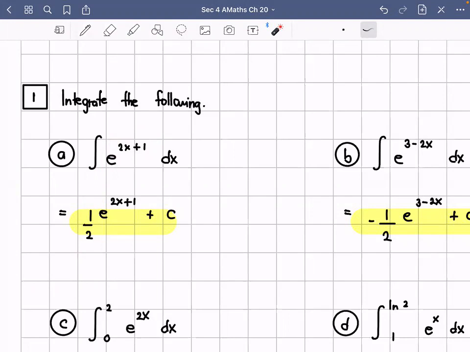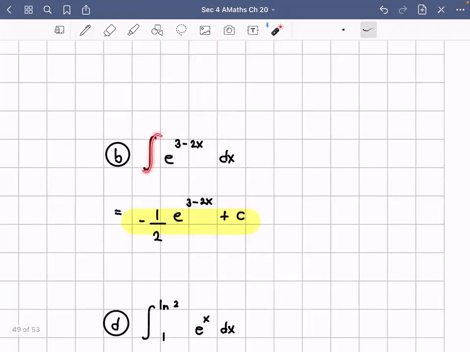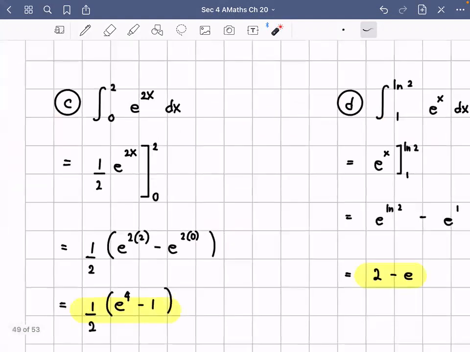So let's have letter B. For letter B, let's find the antiderivative of e raised to 3 minus 2x. Basically, negative 2 is your coefficient here. That's why this is 1 over negative 2, or negative 1/2. Then copy this again, and that's your answer. It's not very hard. Actually, integration of exponential functions is the easiest. Then let's have letter C.